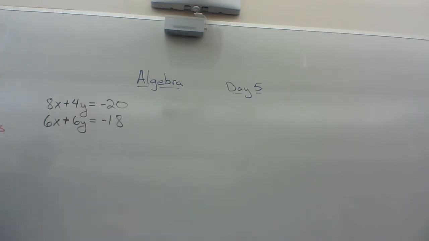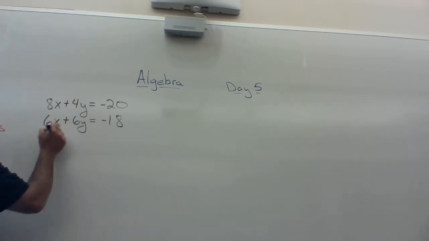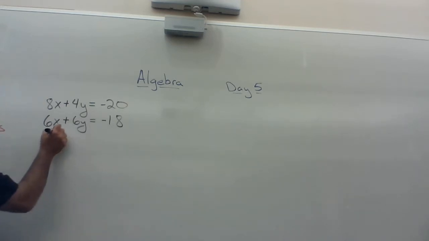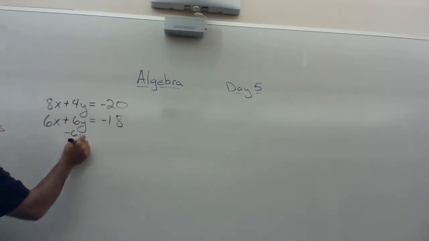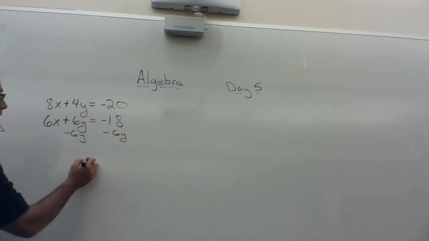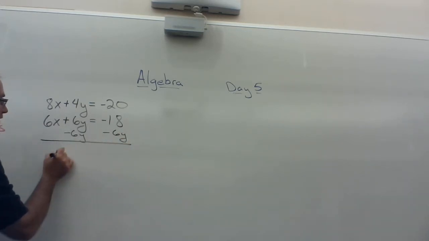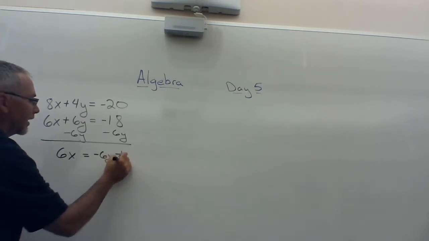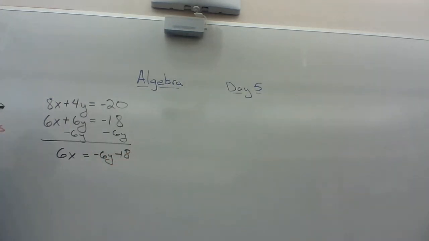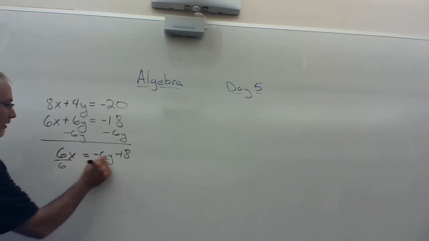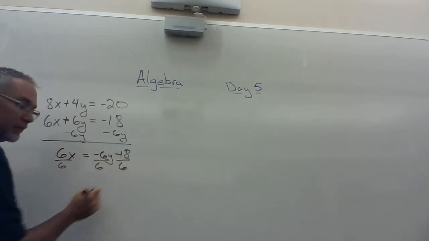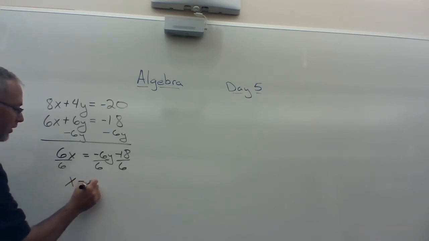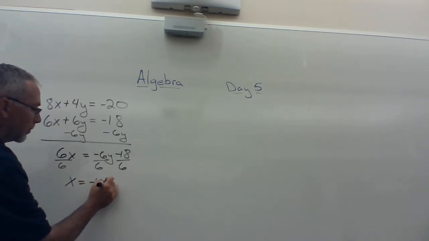And so what I'm going to do is take this bottom one, and go ahead and solve for x. So in order to solve for x in this bottom equation, I'm going to subtract 6y from both sides. I'm going to end up with 6x equals negative 6y minus 18. I'm going to divide by 6, divide by 6, divide by 6. And now I end up with x is equal to negative y minus 3.